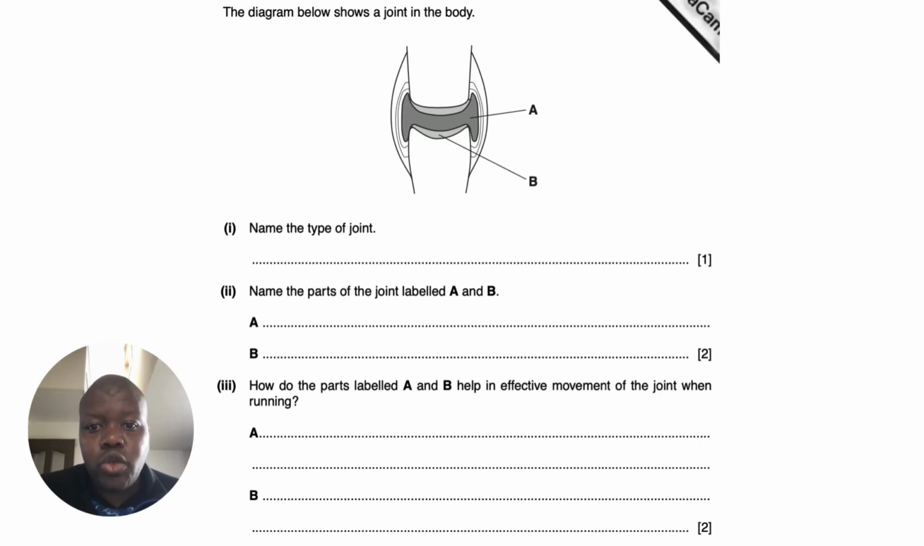Name the type of joint. It is a synovial joint. Question number 2. Name the parts of the joint labeled A and B. A is synovial fluid. B is hyaline cartilage.